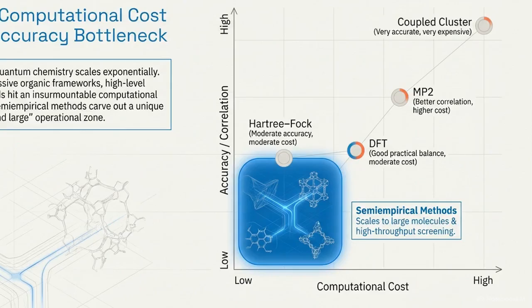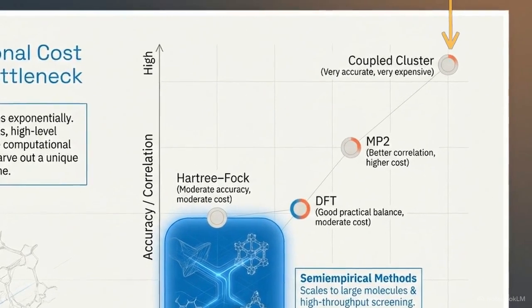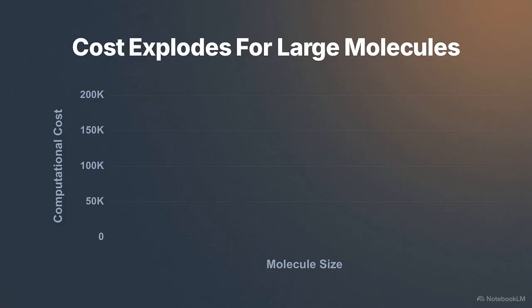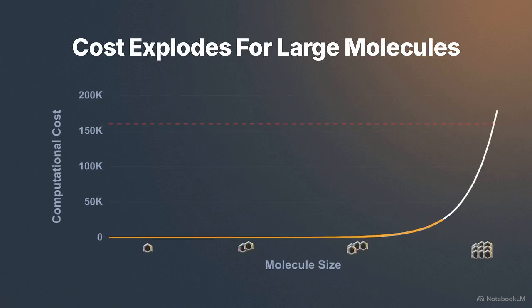This chart shows the relationship between computational cost and correlation accuracy. Up here in the top right, high-level methods like coupled cluster offer incredible precision, but their computational cost scales exponentially with the size of the molecule. For massive organic frameworks, they are simply impossible to run.